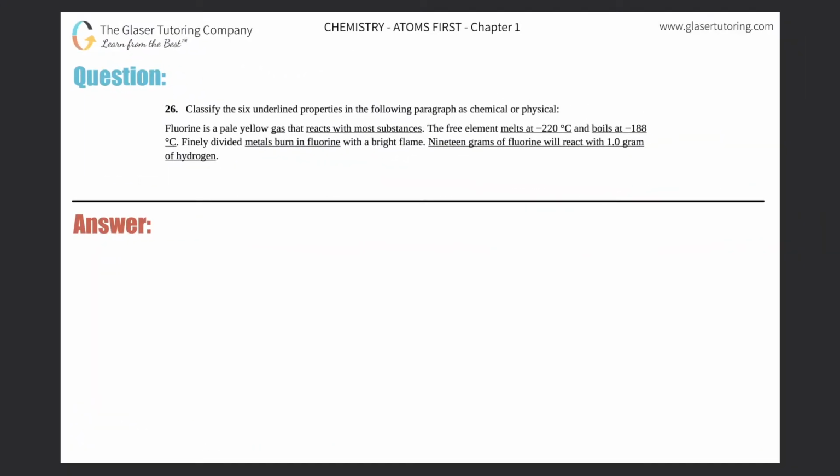Number 26. Classify the 6 underlined properties in the following paragraph as chemical or physical. And then I see that we have the 6 underlined properties here. So what I'm going to do is label this as A, B, C, D, E, and F. So now I have A, B, C, D, E, and I'll put F down here.